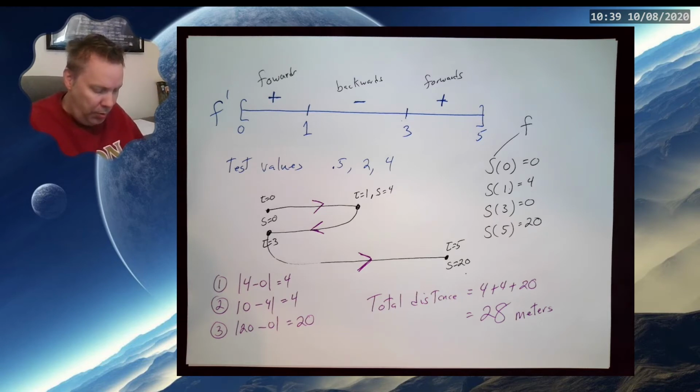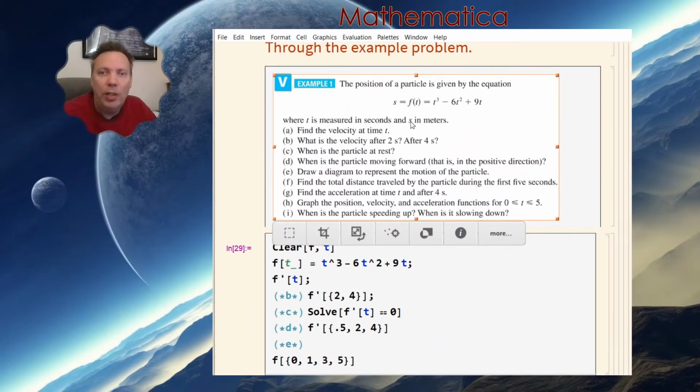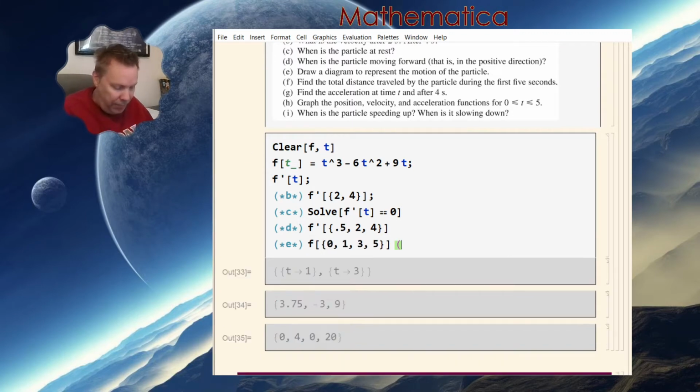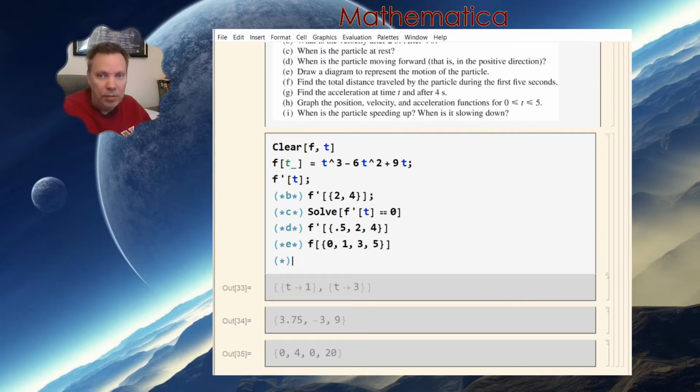Now, part 2 of the video is talking about questions G, H, and I. G is find the acceleration at time t and after 4 seconds. Well, the second derivative of my position function is going to be my acceleration. So part F we did on a piece of paper. Part G, I'm going to do right here.